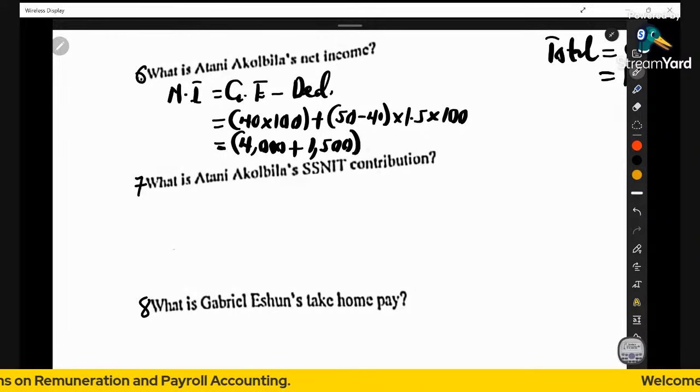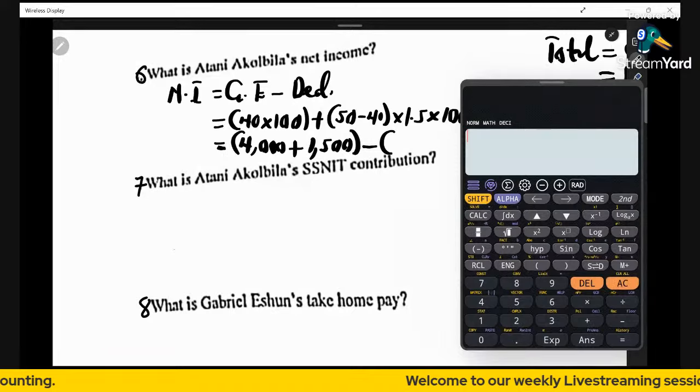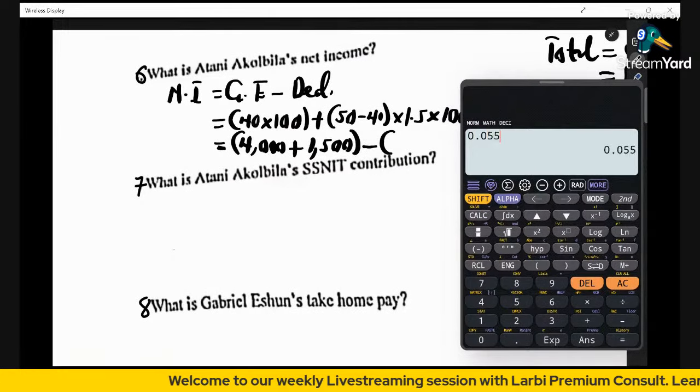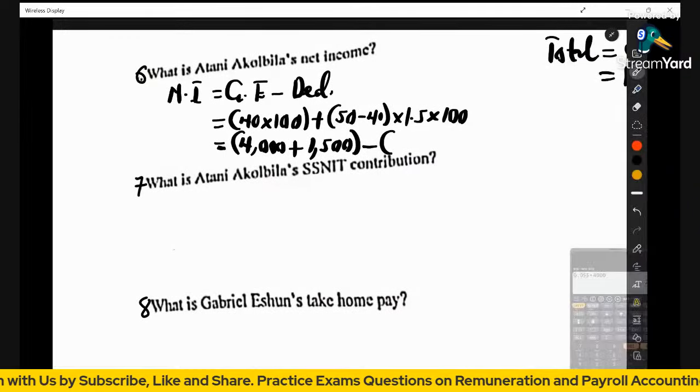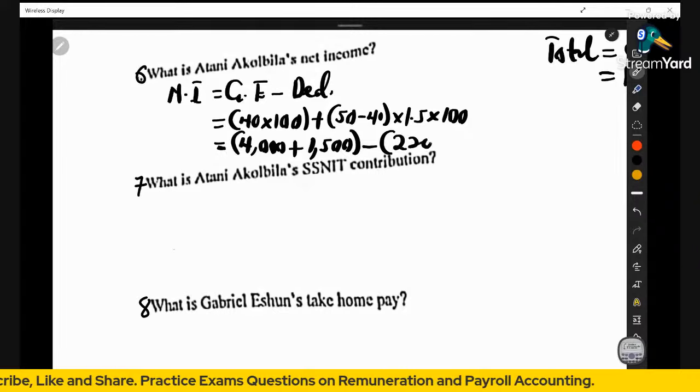So here we have what? Minus. So we start with the SSF, which should be equal to what? 5.5, which we know is what? 0.055, multiplying what? 4,000, on its regular income, which you know is what? 4,000. Okay, all right. So in my case, I had what? 220 on the calculator. So 220 becomes the SSF.